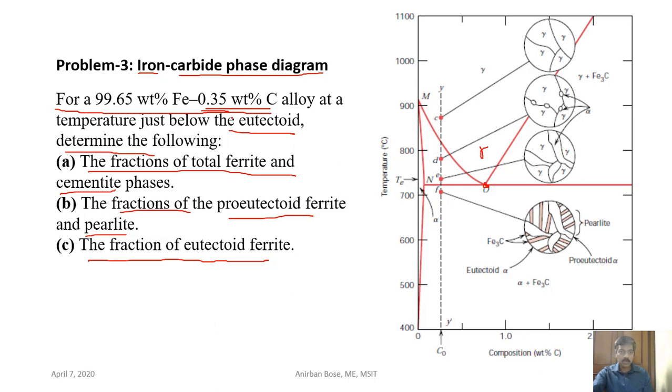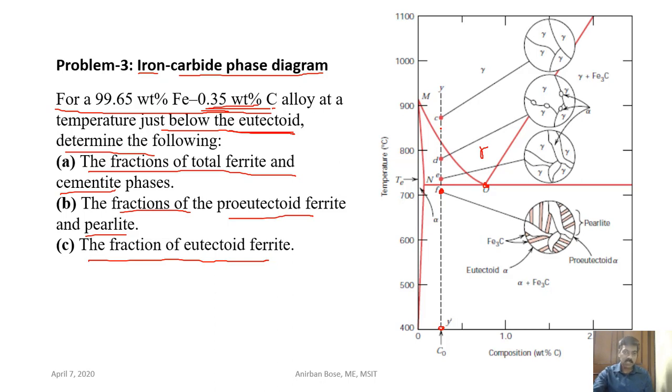Now this problem is not exactly the eutectoid composition, but the composition is 0.35% carbon. 0.35% carbon means maybe at this region. Say this is the 0.35% carbon, and the temperature has been told just below the eutectoid temperature. If you consider this is the eutectoid temperature, consider just below it. Let us consider this is F point, which is just below the eutectoid temperature.